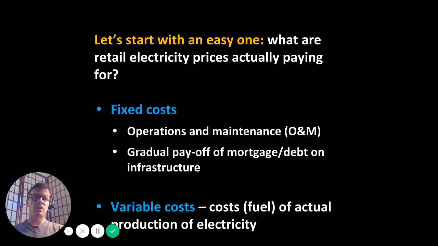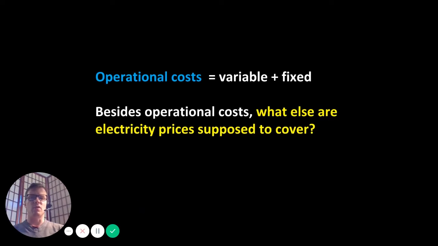So we've got fixed costs, which are mostly the gradual payoff of the mortgage or debt on infrastructure, and then variable costs, which are mostly the cost of fuel that is necessary to produce electricity at some of these plants. So fixed costs plus variable costs, when we add them together, we refer to that as the operational costs. So this is the total cost of actually paying for the infrastructure and then using the infrastructure to produce electricity.